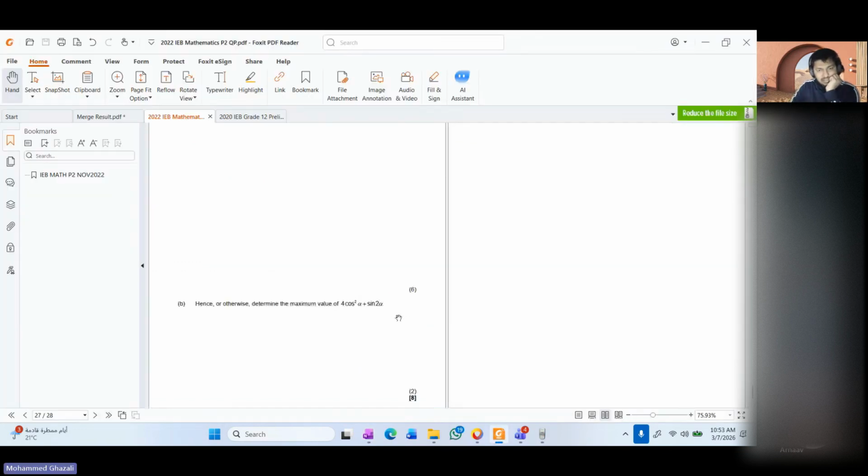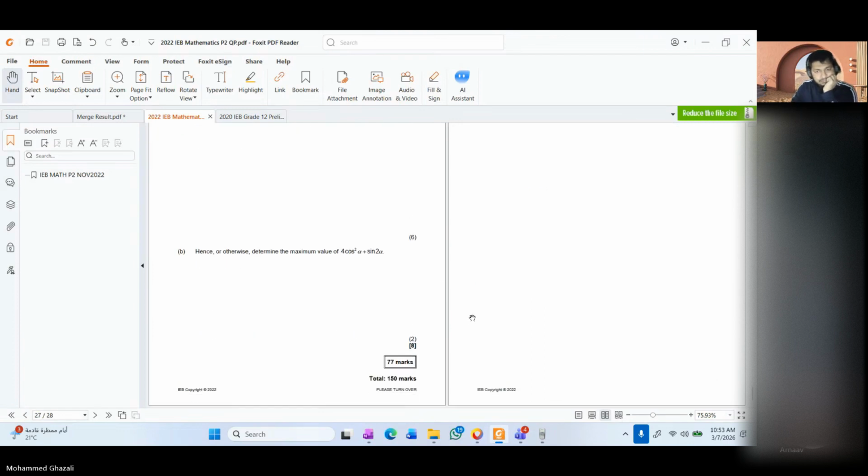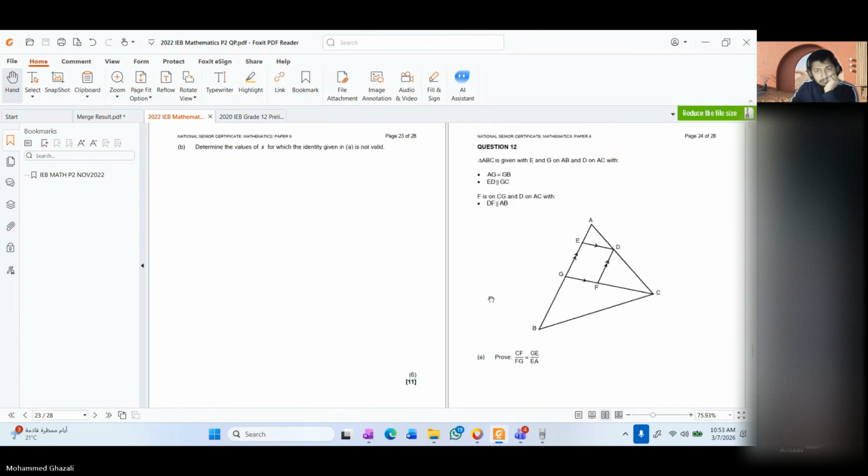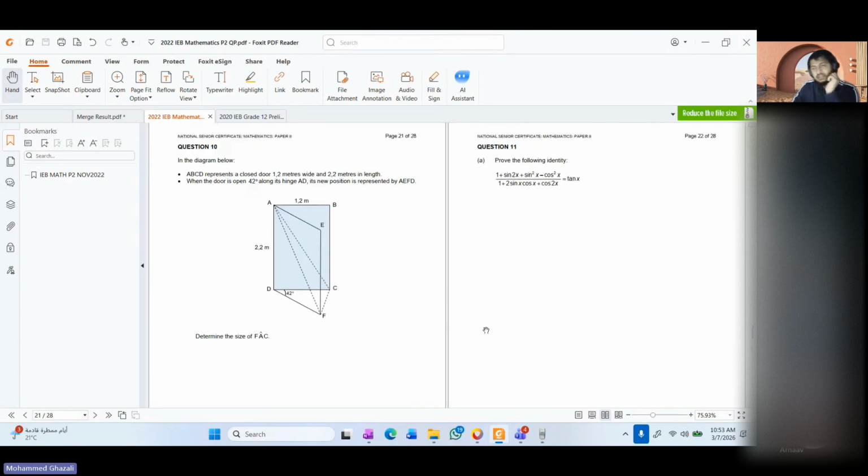So there was one more question in the IB paper that I want to look at, this question here on 3D.